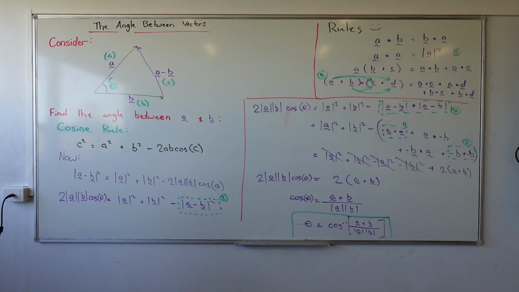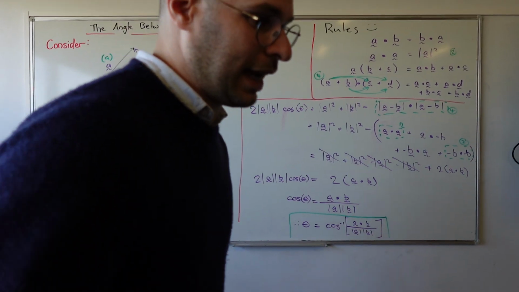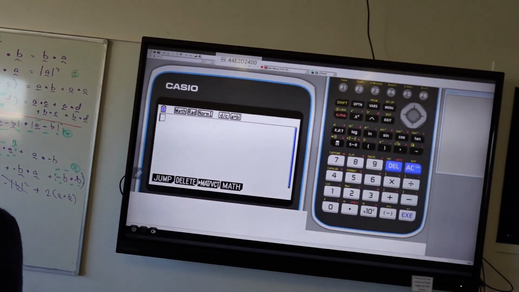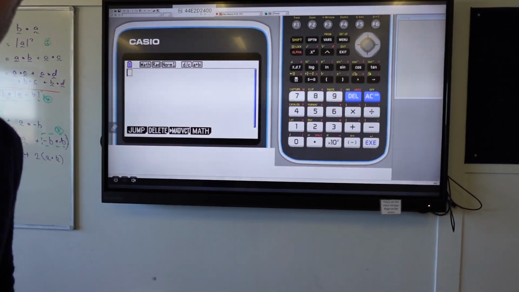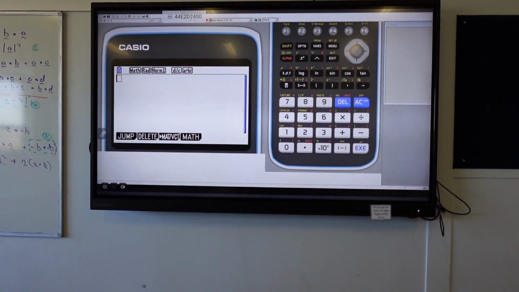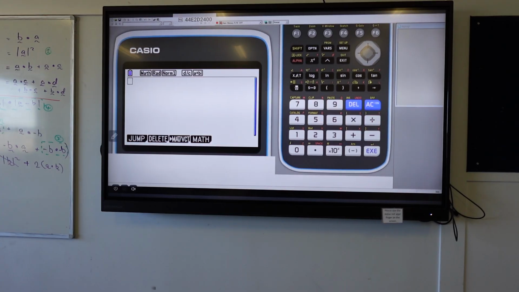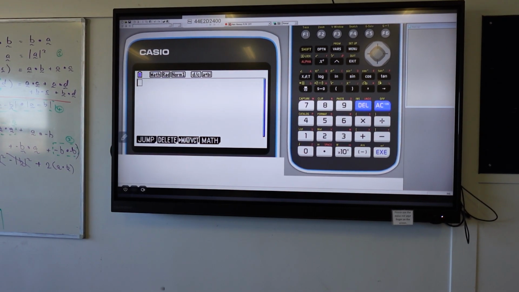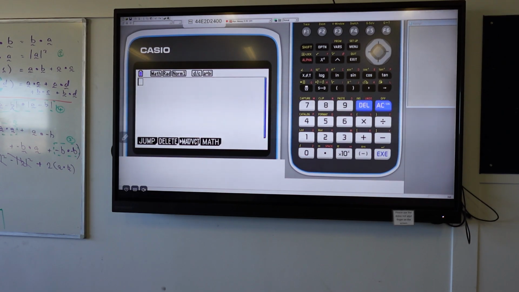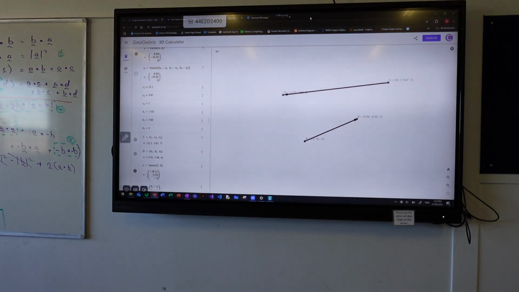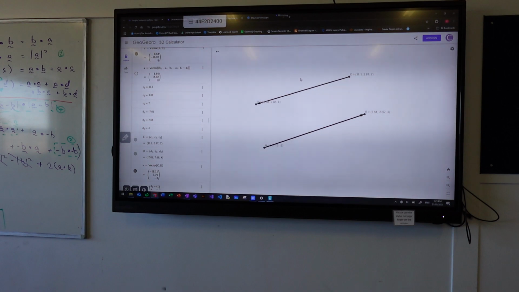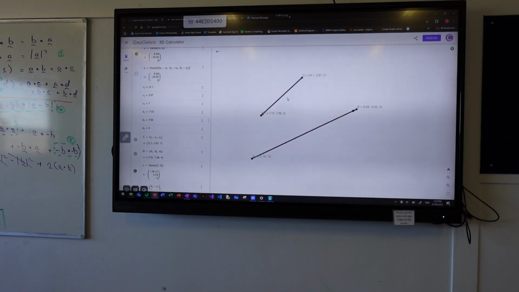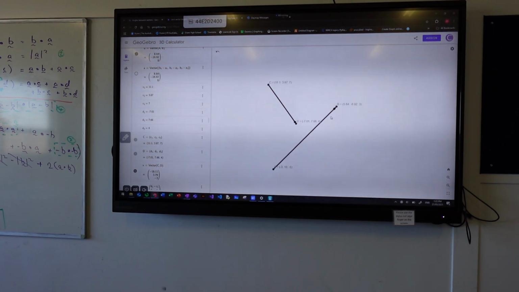Does that make sense? So this shows us the angle between two vectors. Now the application of this is suppose we have vectors on the screen. Suppose we have two vectors shown on the screen like this. Do you see how they're floating in space? So vector 1 and vector 2.